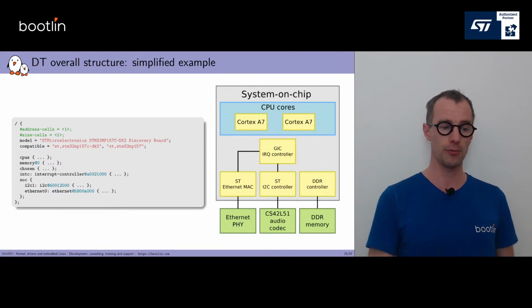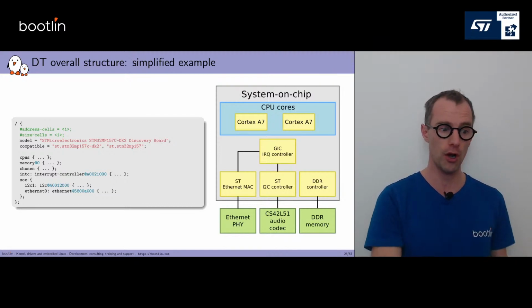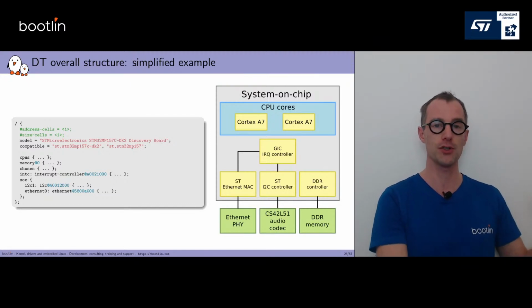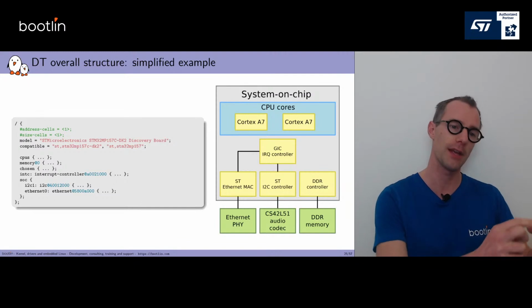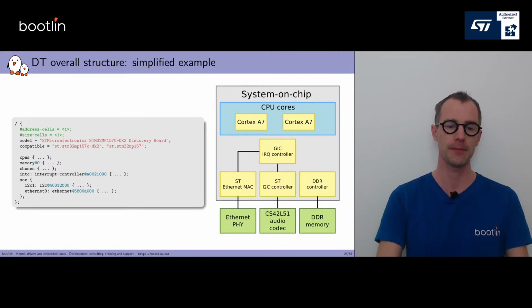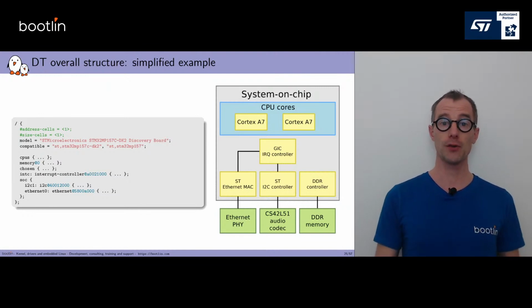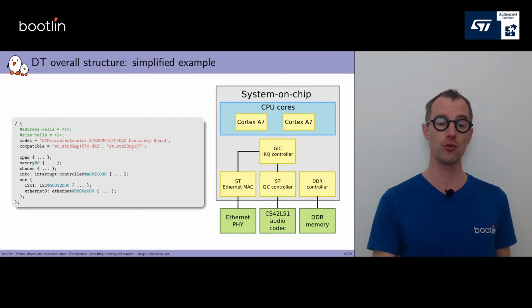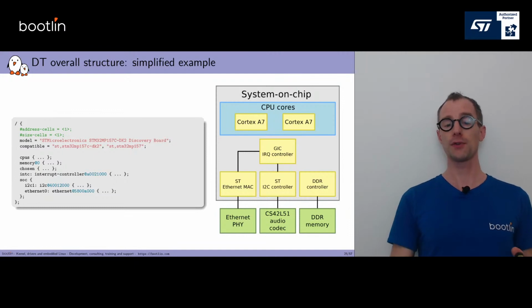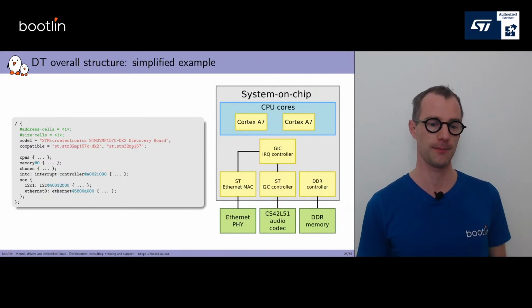The model property is the human readable string that we just saw in the boot log of the kernel. Remember, it shows OF, FDT, and then machine, model, and then a string. It comes right from there. Then we have the compatible string, which are identifiers for the platform as a whole. So here we have a unique identifier that says I am booting on the DK2 board from ST, and also this board contains an STM32MP1 SoC.